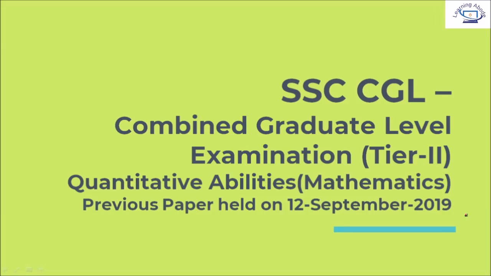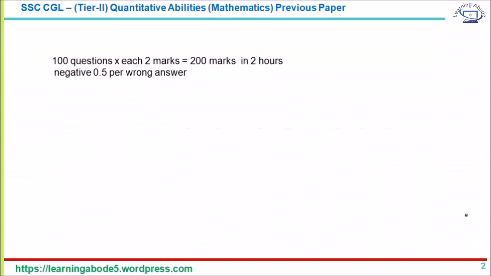In this video series, I will be solving the 100 questions of the Quantitative Abilities paper in Tier 2 of the Combined Graduate Level Examination organized by the Staff Selection Commission. The paper I am going to solve is from the previous year, September 2019. And the current year examination is going to be held next week, somewhere between 15th and 18th November 2020. That's one of the reasons why I'm solving it now.